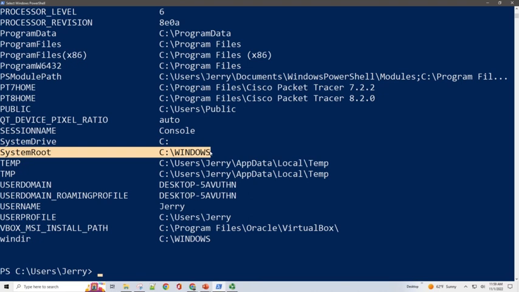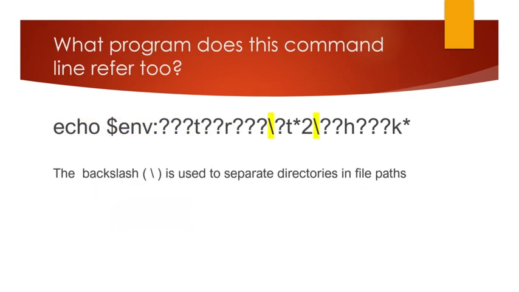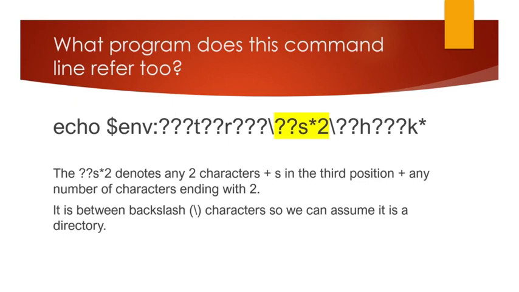Okay, so they're just being a little tricky here with what they're showing us. All right. The next part of the command, and you see these backslash characters. The backslash character is simply used to separate directories in file paths. So we know that this next section here is most likely a directory. So the $S *2. So what does that denote?